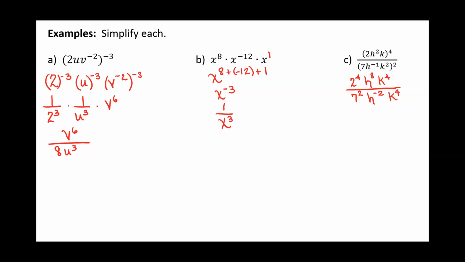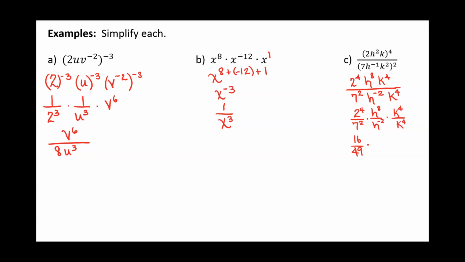All right, now I'm going to break these up where I have my numbers together, my h's together, and my k's together, so I can just focus on one thing at a time. So I'm going to put my numbers together, then put my h's together, and put my k's together. All right, so 2 to the 4th. 2 times 2 is 4, times 2 is 8, times 2 is 16, yes. And then 7 squared is 49, so we're good with that first piece.